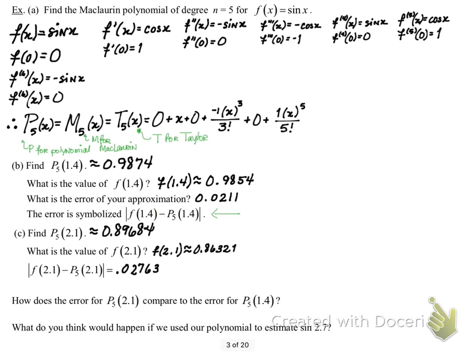When you did your calculations, you should have gotten a polynomial approximation of 0.89684, and your function value at 2.1 should have been 0.86321, and your error should have been 0.02763. If you look, the error in C is larger than B. Guess why? Because you are farther from the center. The center is 0. The farther you are away from 0, the larger your error will be.